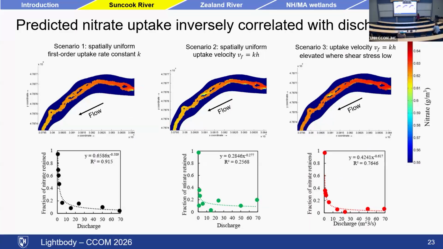Scenario 1, we had a spatially uniform first order uptake rate constant. And we have high concentrations entering the reach and then low concentrations going out. That makes sense. For our second condition, we have spatially uniform uptake velocity. So this is what happens if you have all of the uptake occur on the bed of the stream, then you have a constant uptake velocity. And similarly, we have high concentrations entering, low concentrations exiting.